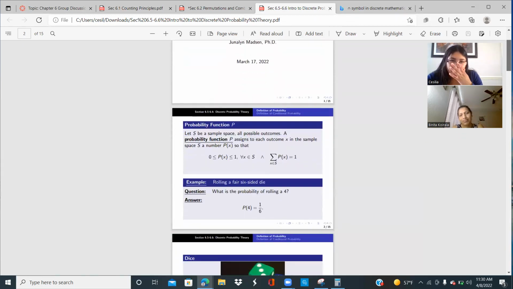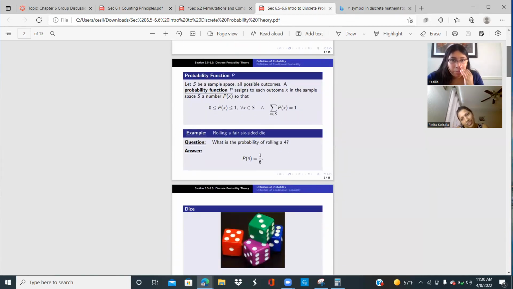Okay, so the probability function P. Let S be a sample space of all possible outcomes. A probability function P assigns to each outcome x in the sample space S a number P of x, so that 0 is less than P of x, which is less than or equal to 1, for all x which is an element of S.